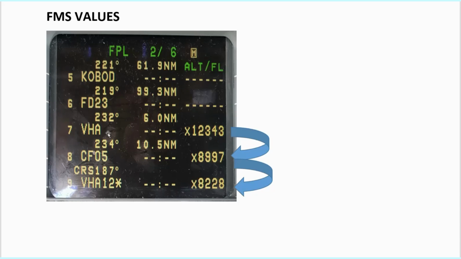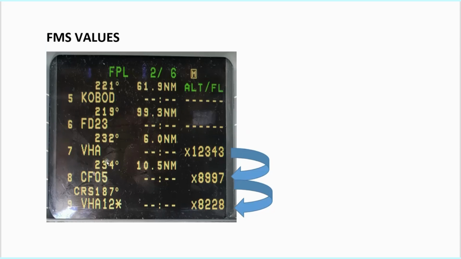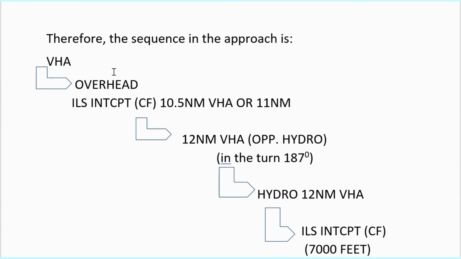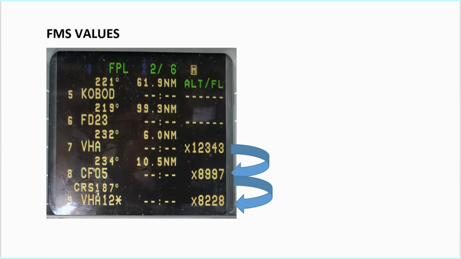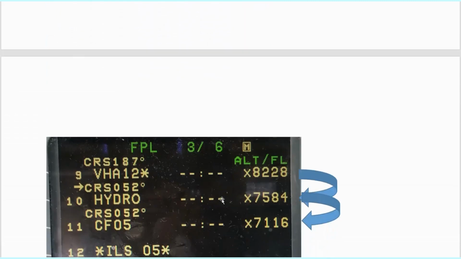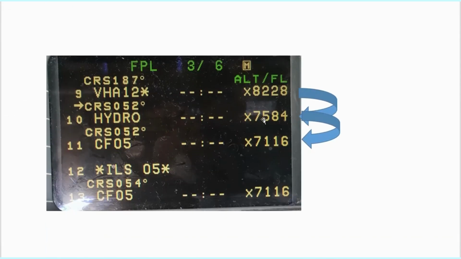The FMS is calculating these values. So Victor Hotel Alpha, we have to cross at 12,343 feet. Then we go to CF05, which is the intercept, which I showed you in the table here. I want you to also keep this one here. That's a CF05. Okay, we have to be there at 8997, and then we make a procedure turn. In the 45-degree leg, we will be intercepting the Victor Alpha 12 mile point at 8226. And then from there, we're going to go to Hydro, which is 7584, and then we're going to intercept the ILS at 7116.